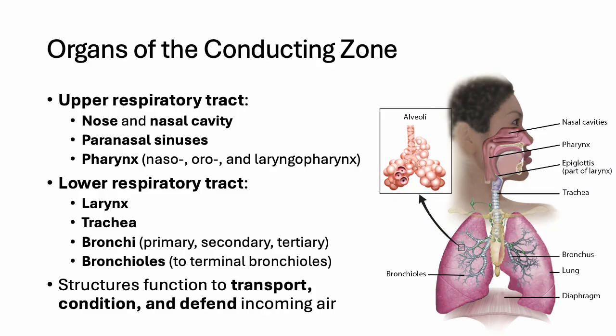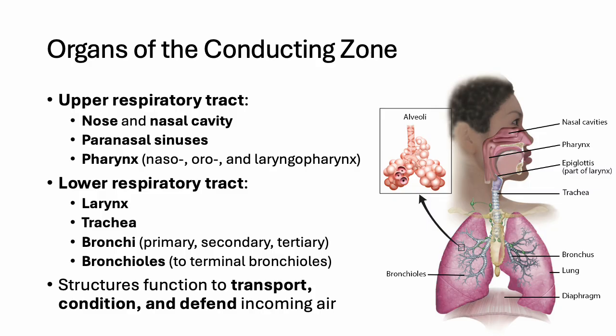The pharynx is a muscular tube that connects the nasal cavity and the mouth to the larynx and the esophagus. It is further subdivided into three regions: the nasopharynx, which is air only, the oropharynx, and the laryngopharynx, which is both air and food.